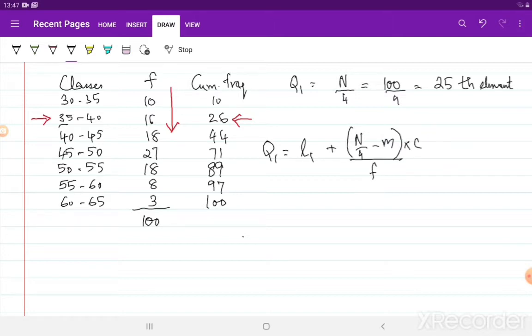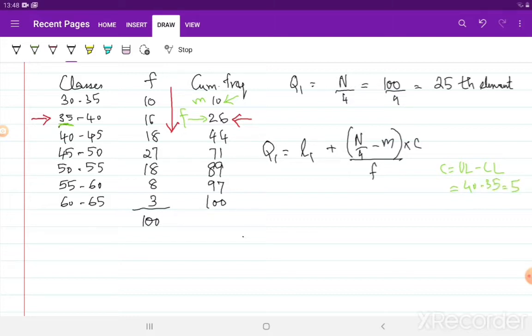So once again, let me just show you. This 35 is the lower limit of the quartile class. 35 to 40 is your quartile class. This is your f, and the cumulative frequency till the quartile class would be m. So m is 10. The value of c is the width of the class interval, which can be written as upper limit minus lower limit of any of these class intervals. So that's 40 minus 35, which is equal to 5.